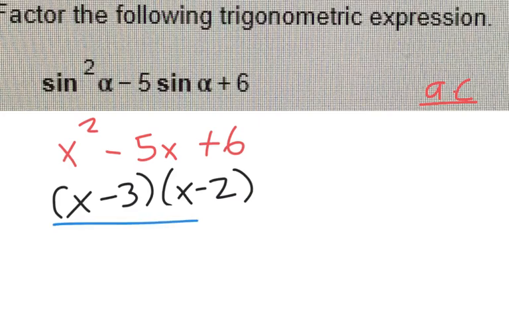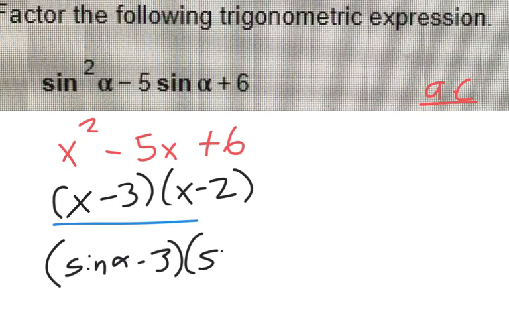But remember, I didn't start with an x. I substituted an x in where I used to see a sine. So if this is x minus 3 times x minus 2, we could write that as sine of alpha minus 3 times sine of alpha minus 2.